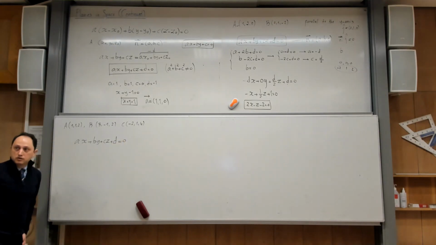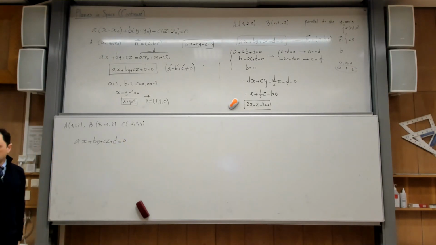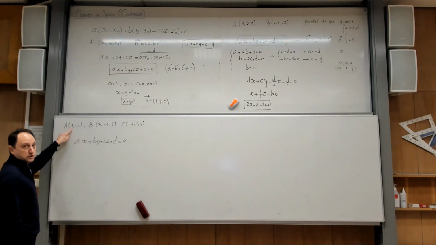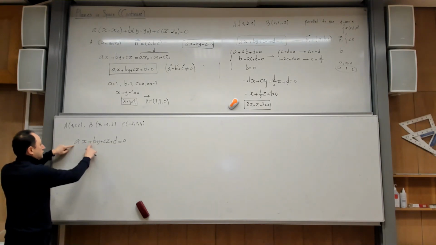Yes? So if I can find A, B, C, and D, then I am done. But I know that this point lies on this. Yes? What does it mean? It means that if you replace x, y, and z with these coordinates, this should satisfy.